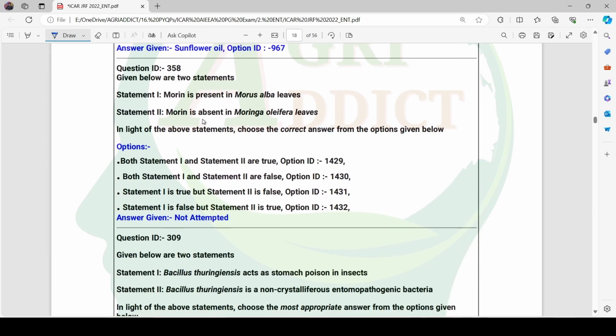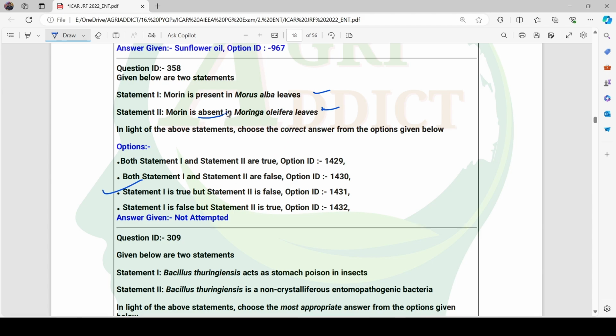Then statement 1 is morin is present in Moda salva leaves. Okay, this is correct. And statement 2 is morin is absent in Moringa oleifera leaf. No, morin is also present in Moringa leaf. So here both the statements are true.